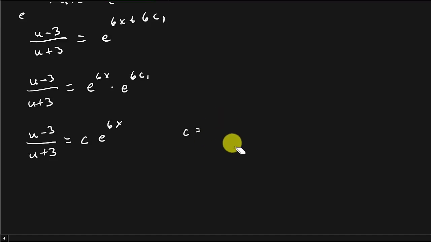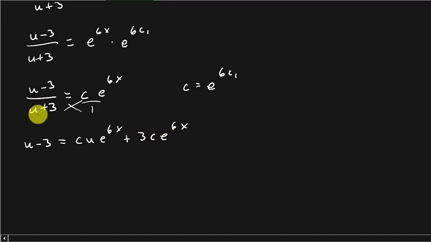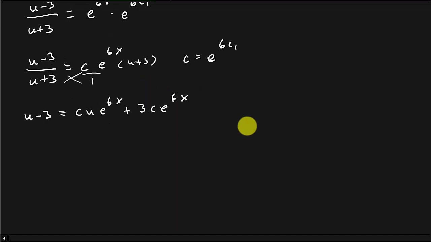Whoops, no. It's e to the 6c1. Forgot the e there. All these substitutions, man, I tell you, got to be careful. They'll mess you up. And so now let's go ahead and multiply. So I get u minus 3 equals cu e to the 6x plus 3c e to the 6x. I just multiplied this, u plus 3, and I just distributed.